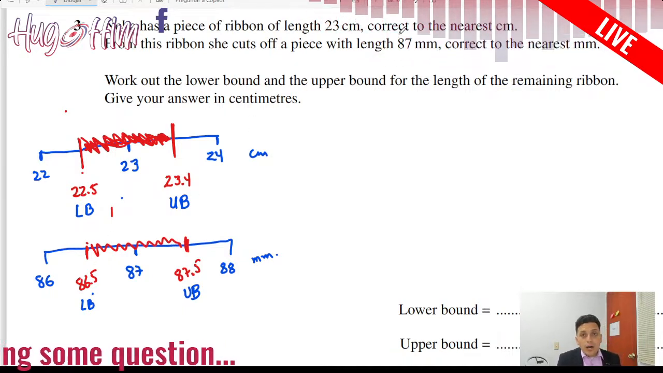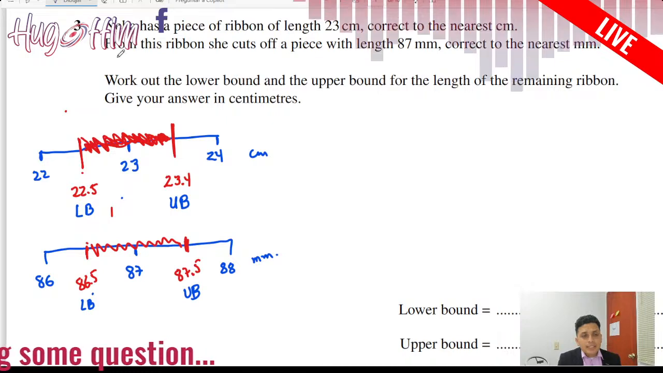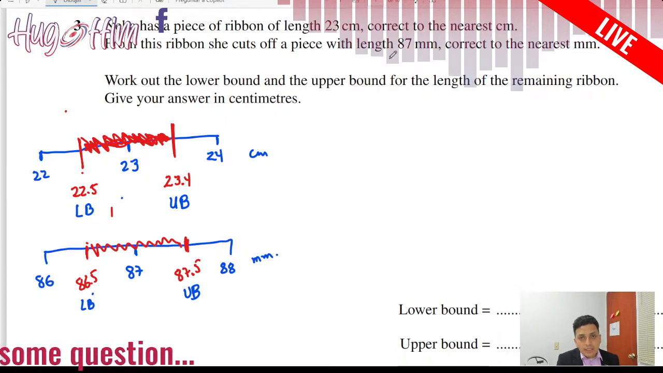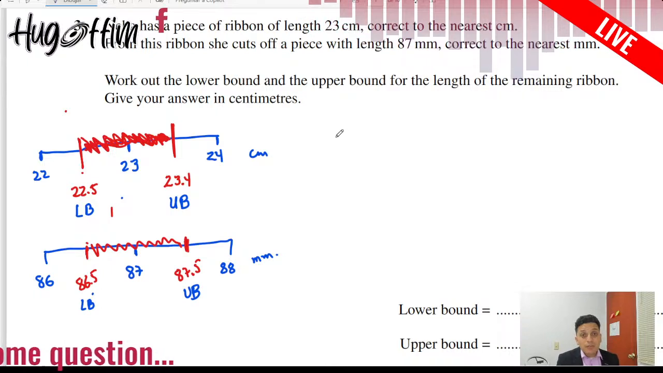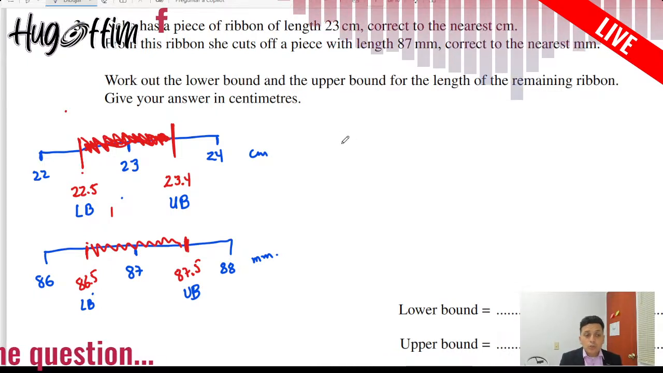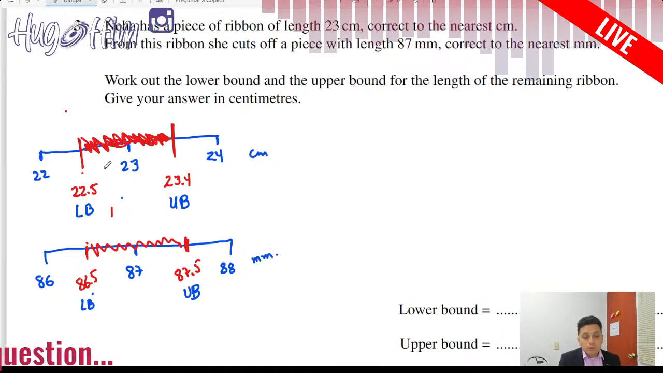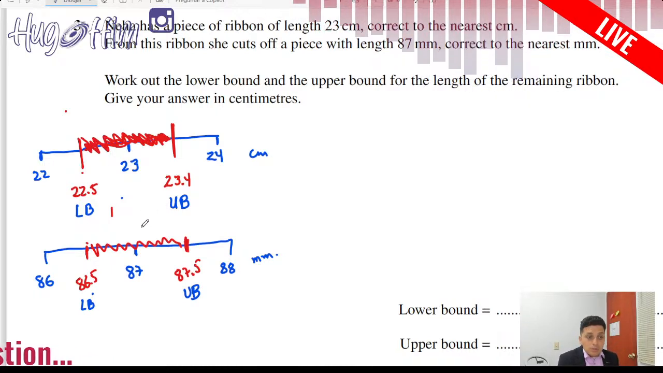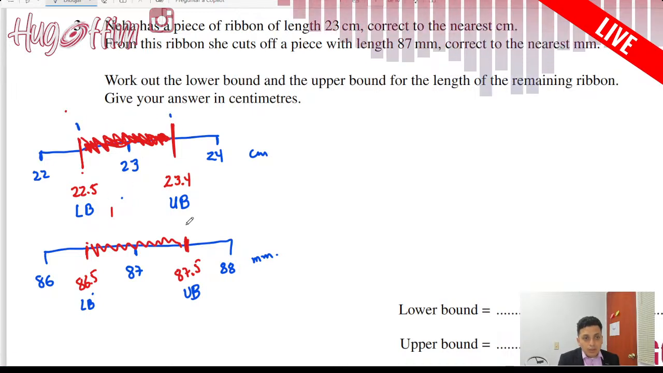Now you need to find the answer. It says from this ribbon she cuts off a piece of this length. So we're cutting a piece, which means that we're performing a subtraction. As you're going to perform a subtraction, you need to find the lower bound and the upper bound of this subtraction. But what does that mean? It means that we have to find the lower bound between these numbers and the upper bound between these numbers, these intervals that are here. If I subtract the numbers from here to here from the numbers from here to here, I need to find the lower bound and the upper bound.